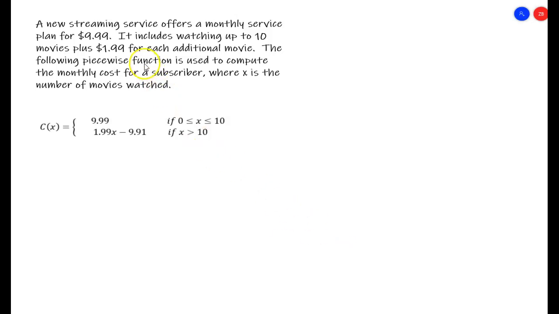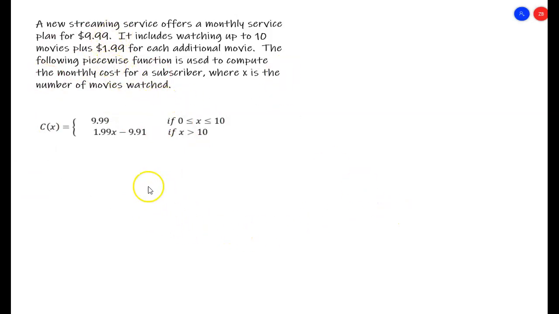It says a new streaming service offers a monthly service plan for $9.99. It includes watching up to 10 movies plus $1.99 for each additional movie. The following piecewise function is used to compute the monthly cost for a subscriber, where X is the number of movies watched. So let's go over this real quick. And we kind of have a couple of strange numbers in here, and I want to show you how we came up with those. So I built this piecewise function based off of this data, and let me show you how I did it.